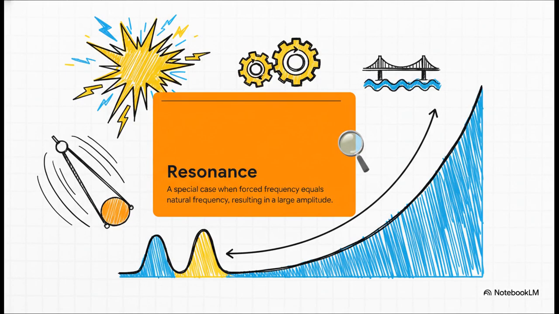And this brings us to a super important special case of forced vibrations, resonance. You can think of it like hitting a power-up in a video game. When the frequency of that external push perfectly matches the object's own natural rhythm, the amplitude goes through the roof. This is a massive concept, so really make sure you get this one locked in.